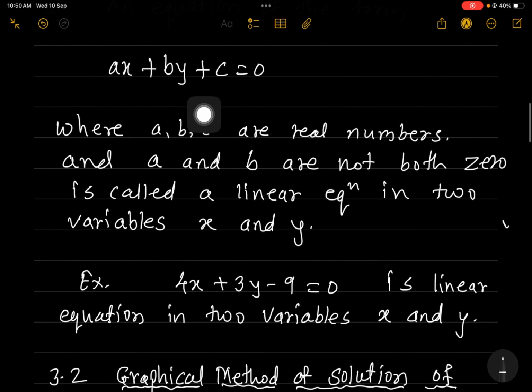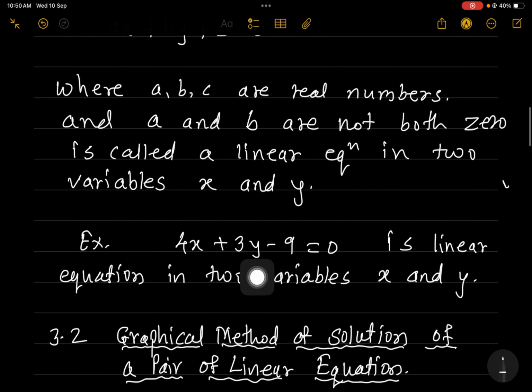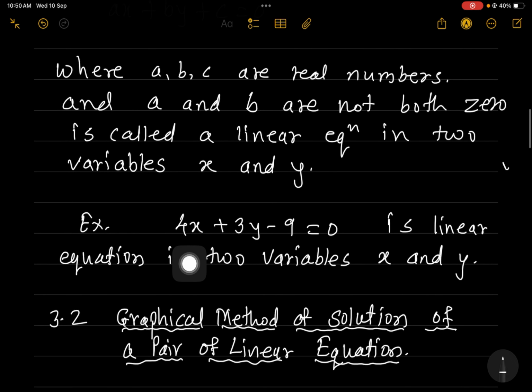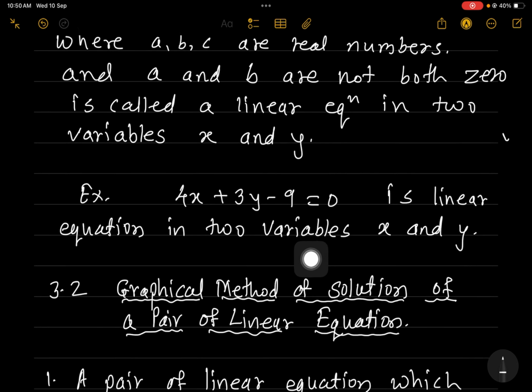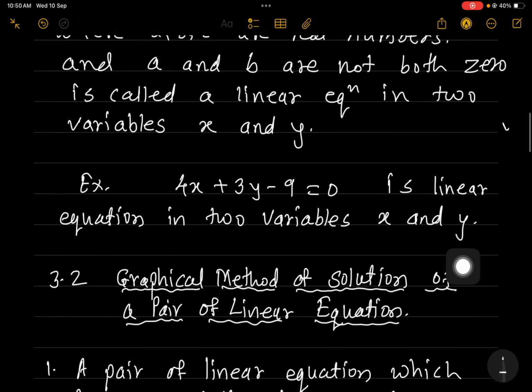So there will be numbers. See here, given that a, b, c are real numbers and a and b are not both 0, it's called a linear equation in two variables x and y. Here there are two variables x and y. Now see, for example, 4x plus 3y minus 9 equal to 0. This is a linear equation in two variables x and y.